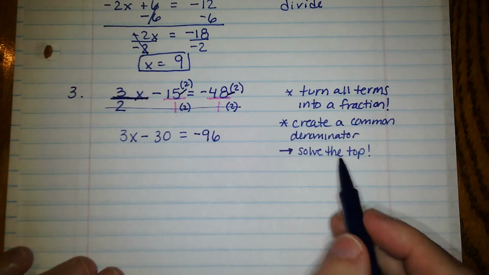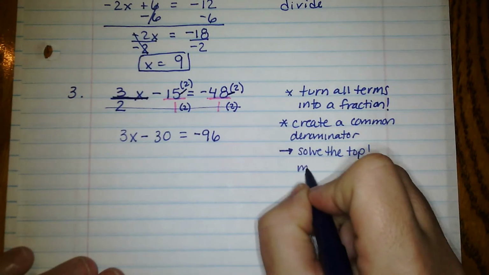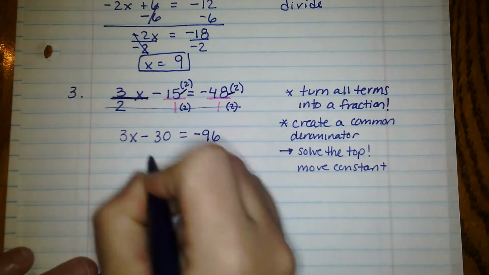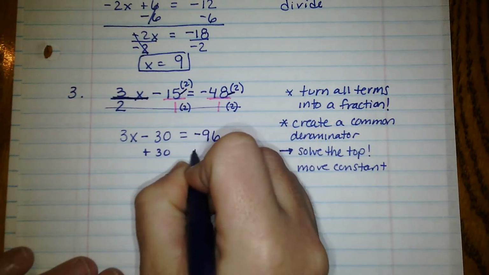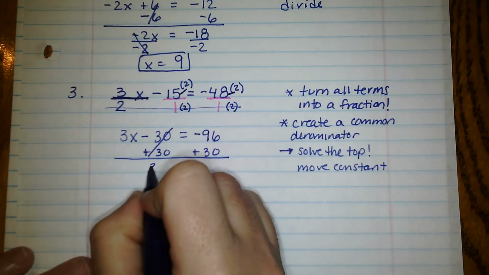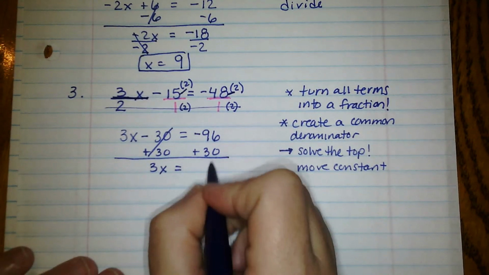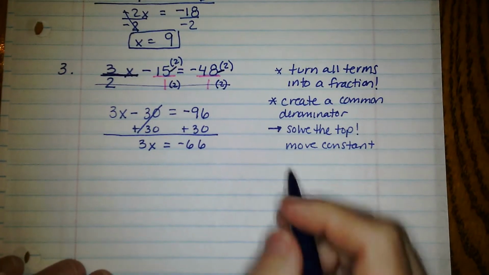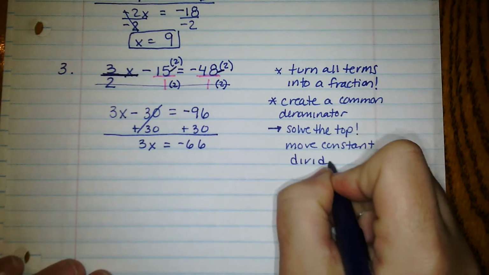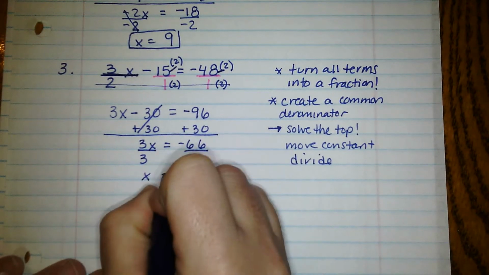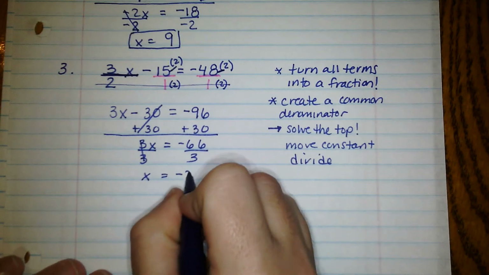Now that we solve the top, we're going to do that by moving the constant. So I'm going to add 30 to each side. I'm going to cancel that. 3x comes down, and this becomes negative 66. And then we're going to divide. So we divide by 3, and x equals negative 22.